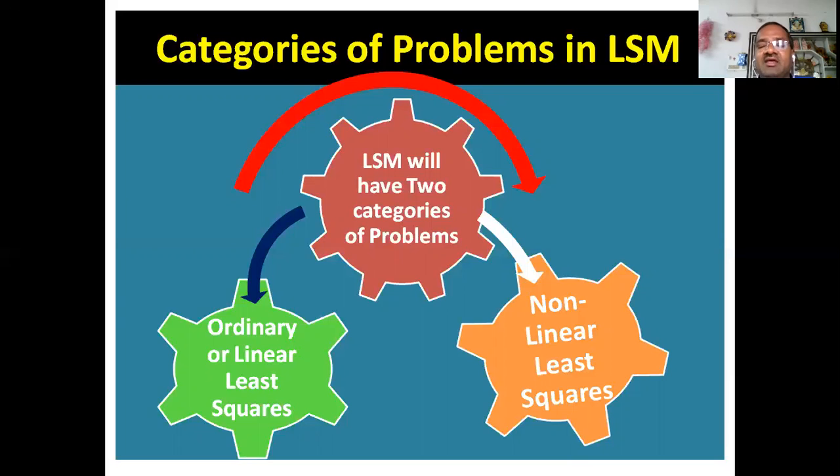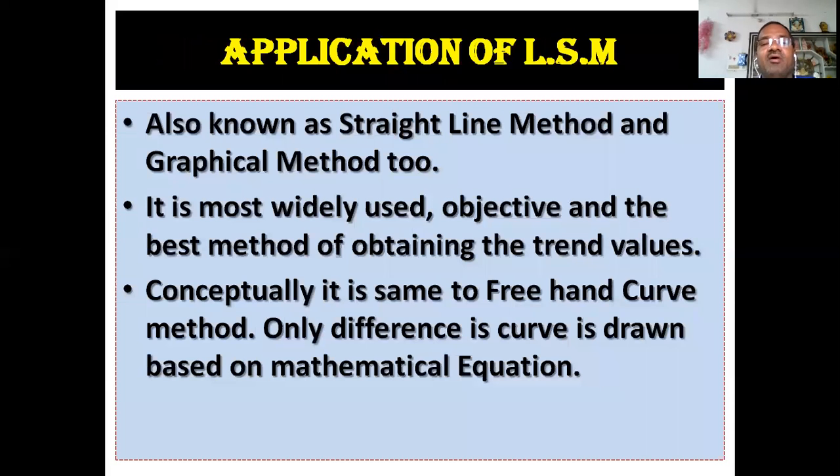Then the non-linear means the fluctuations are very erratic. They are not constant. So the least square method can be used to calculate the output or production trend in linear form and non-linear form. Then, application of least square method.